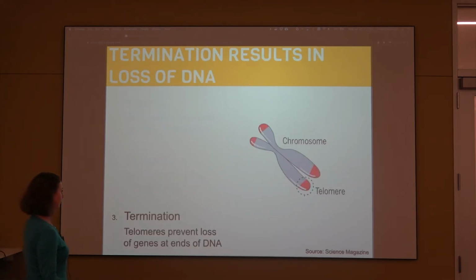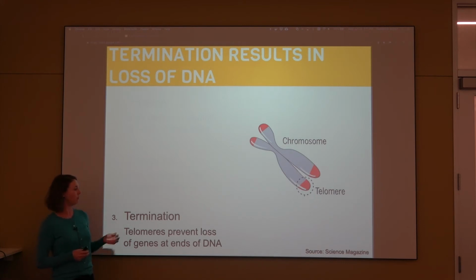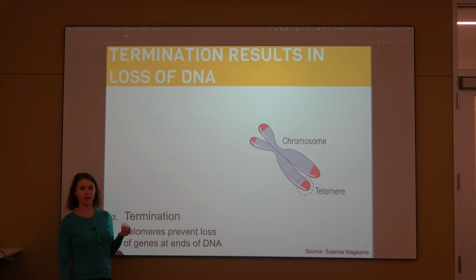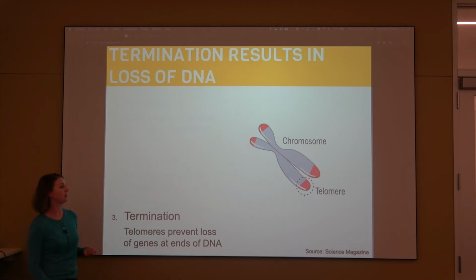And then finally we have termination. So because DNA is linear and because of the way that the DNA polymerase works, you will always lose a little bit of information at the end of every replication cycle. And telomeres are bits of repetitive DNA sequence at the end of our chromosomes that prevent the loss of important genetic information. And this is really important in cancer biology and aging biology, but we won't get more into it here.